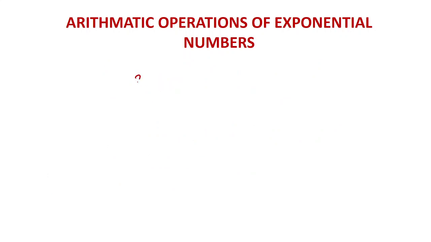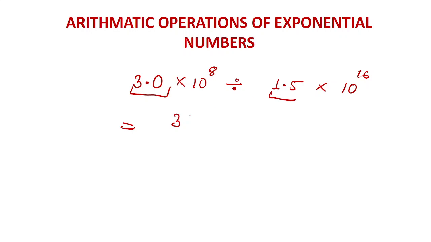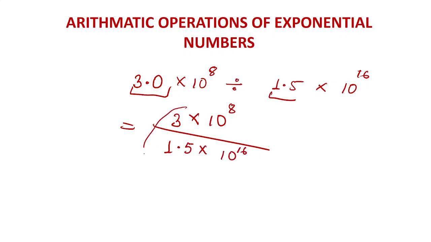For division, suppose you have 3.0 into 10 to the power 8, divided by 1.5 multiplied by 10 to the power 16. Now you have to divide these two values. You have to do again the same thing, means the pure numbers you have to divide together, and the powers of 10 will be divided together. So 3 divided by 1.5, multiplied by 10 to the power 16. So these two you have to divide together. Now this is a very simple one. 1.5 two times is 3, that is equal to 2 into 10 to the power 8 minus 16.